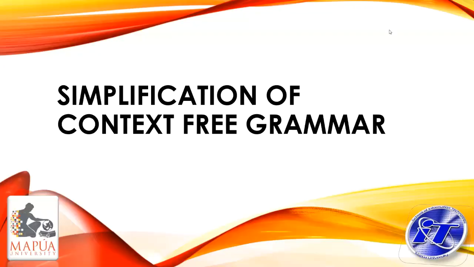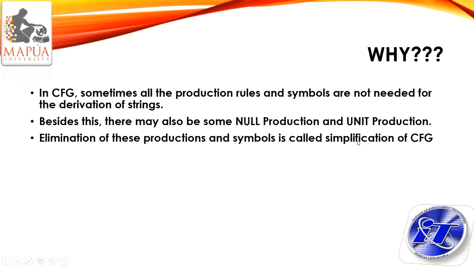In this video lecture, we're going to discuss simplification of context-free grammar, or CFG. So why do we need to simplify CFG? There are some terminal and non-terminal symbols which are not needed in creating the correct strings, or there are some production rules that don't have an effect on the correct strings that are accepted by the pushdown automaton. So these symbols and production rules should be removed from our grammar.